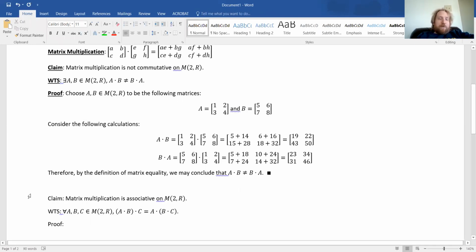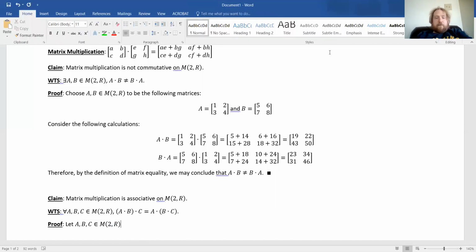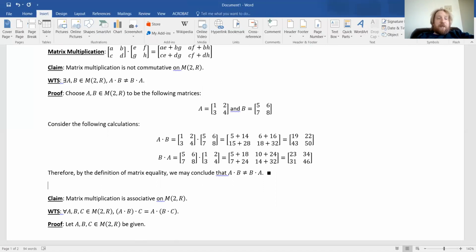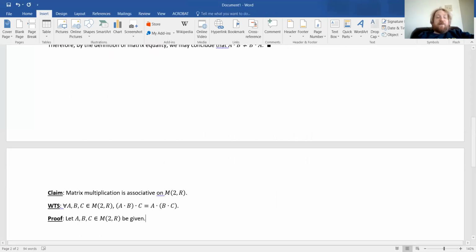Now, we have a for all statement. So we begin by letting A, B, and C be matrices in M2R be given. Now, in order to be able to calculate the products A times B times C in both ways, we are going to actually need to know what these matrices A, B, and C are.